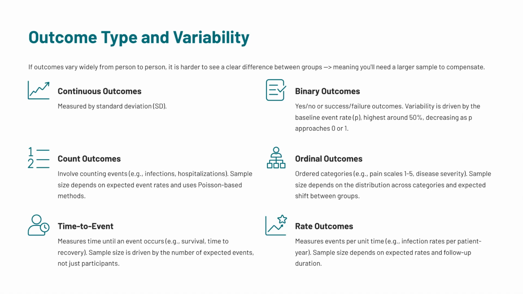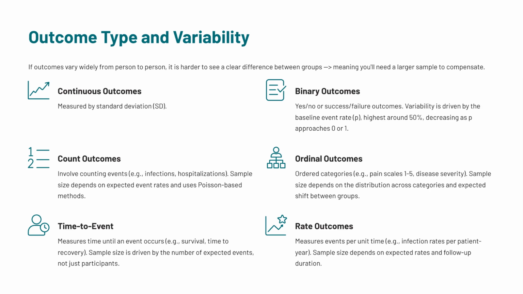The fourth component of sample size estimation considers the outcome type and its variability. This means how much natural scatter or variability there is in the outcome measure. For a continuous outcome, variability is usually quantified by the standard deviation. For a binary outcome, variability depends on the proportion. The same principle applies to other outcome types too.